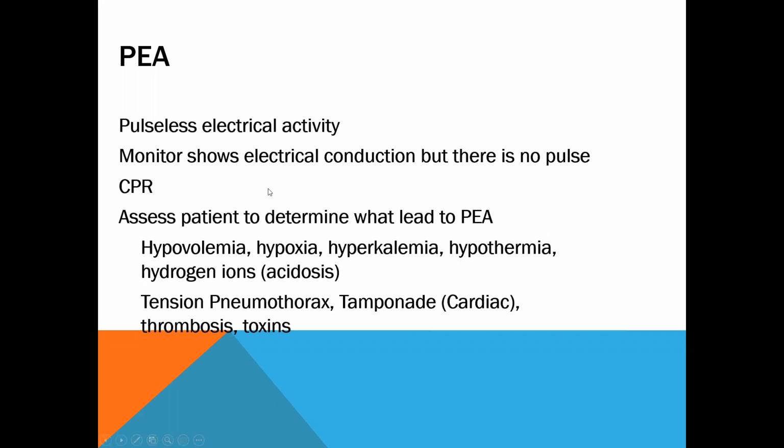So what are the causes of PEA? Here it says hypovolemia, hypoxia, high potassium can cause it, hypothermia, and acidosis. Oh, it keeps going. Tension pneumothorax, cardiac tamponade, a big blood clot, thrombosis, or toxins in the body. Is this a question on the exam? No.